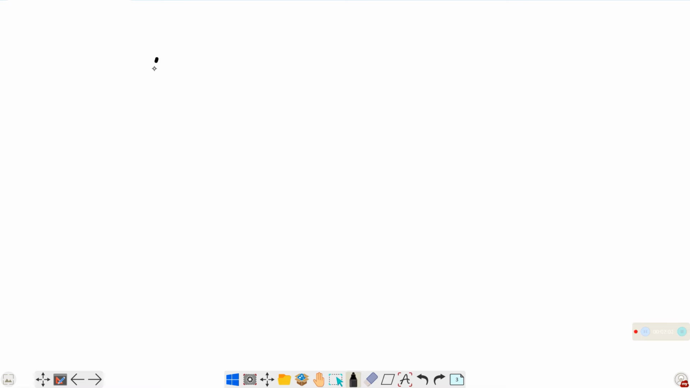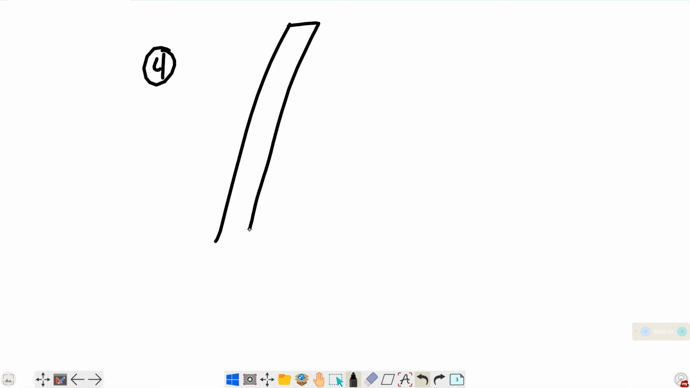Number 4 is a very tall, narrow parallelogram. We've got 1.2 down here. We've got 12.8. And 13.4. The 13.4 is on a slant. It's there to confuse you.